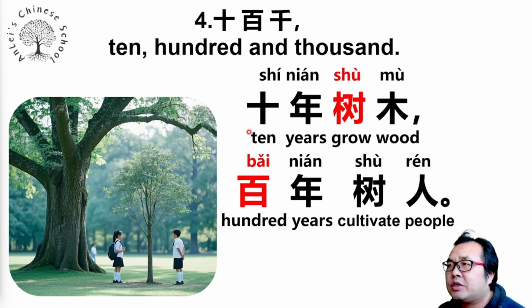We have an idiom, 十年树木, 10 years grow wood, 百年树人, 100 years cultivate people. It emphasizes that education is a long-term, challenging, and far-reaching process. Here, this character 树 means tree. But here it is a verb, it also means grow, cultivate.